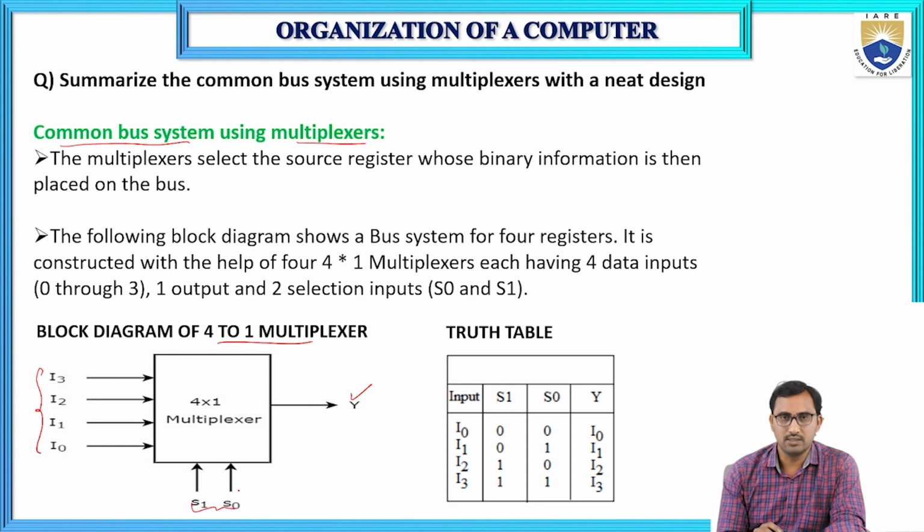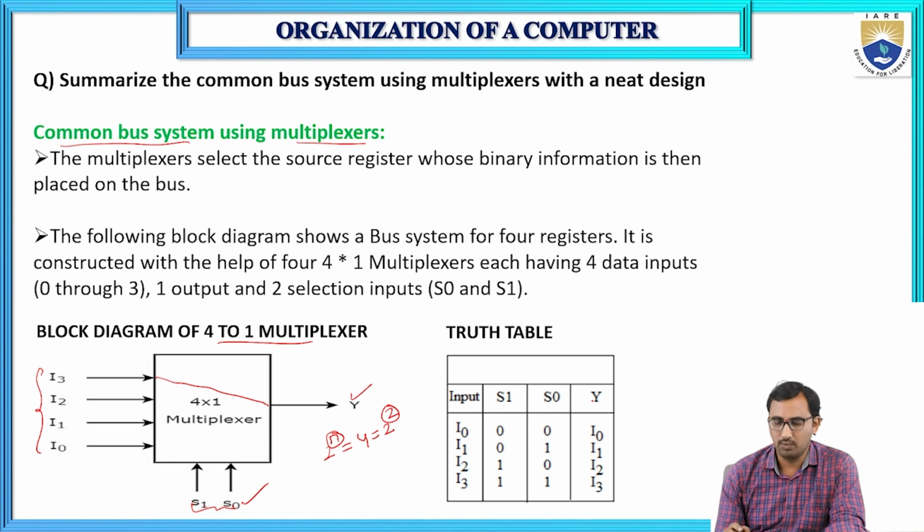The number of selection lines depends on the number of inputs, which is 2 power n. The total number of inputs is 4, so we can write 2 power 2. When n is equal to 2, the selection lines are 2, S0 and S1. At any point of time, only one input will be connected to the output, and which input is connected depends upon the selection lines S0 and S1.